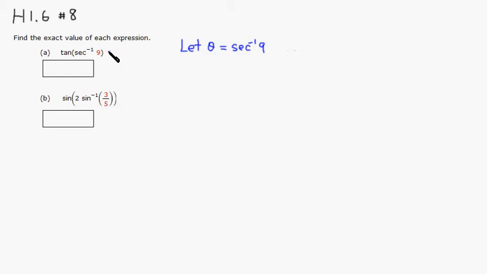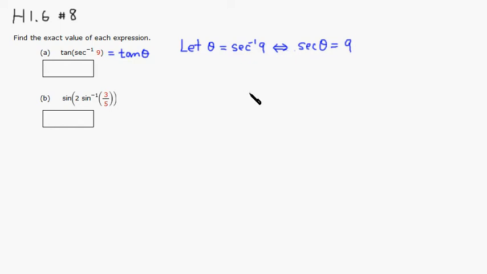So what we're looking for is now a little simplified: we're looking for tangent of theta. Just like before, we want to deal with the regular trig function instead of the inverse trig function, so I'm going to rewrite this using secant. So secant of theta is equal to 9.